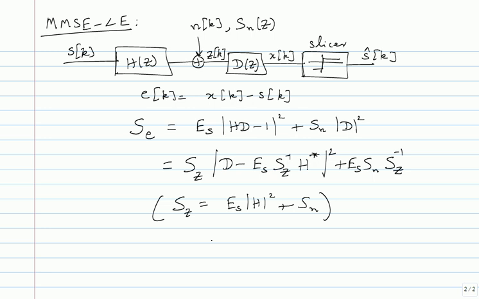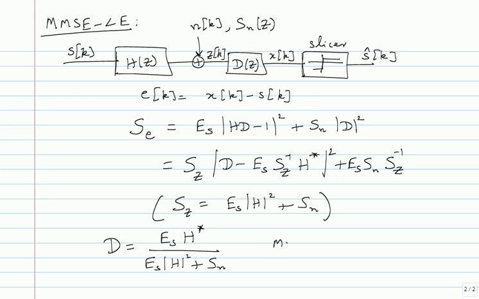Okay, so this is what we got. From here, it's very clear how to minimize the mean square error, or how to minimize SE, the power spectral density of the error, at every point. So you simply choose D to be what? ES H star divided by SZ. I'll write it in the full form: ES H star divided by ES mod H squared plus SN. So that is my D.